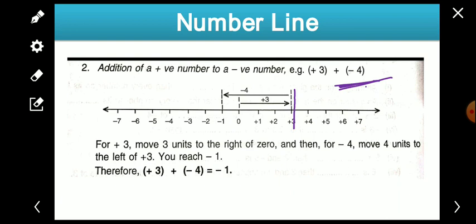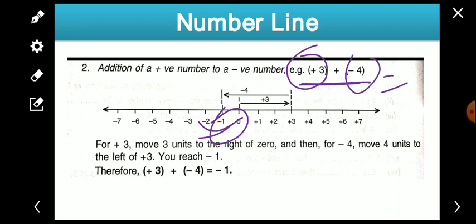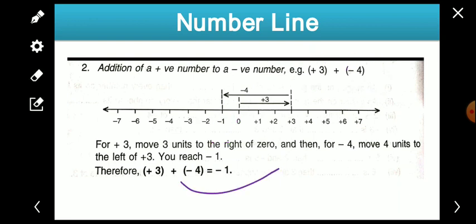So we are here at plus 3, and now we will move towards left: 1, 2, 3, 4. So 4 units comes here. When we move towards left 4 units, it stops here at minus 1. After moving 4 units towards left, we reached minus 1. So this is the result. Minus 1 will be the answer of plus 3 plus minus 4. When we get the sum of plus 3 and minus 4, we will get minus 1. I hope you understood. Whenever we have to add a negative number, we will move towards left.